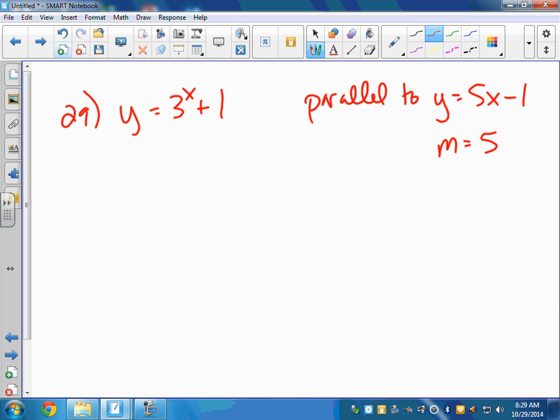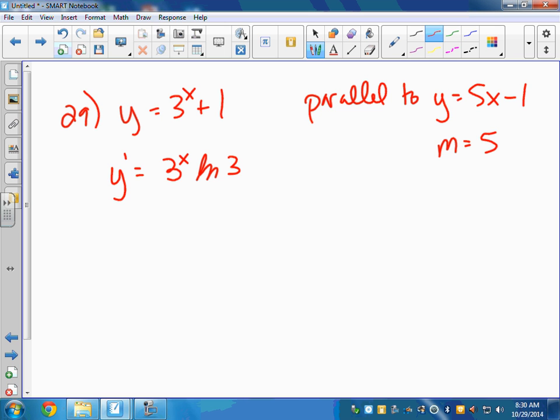So another way of saying this problem is I want to know when the slope of this tangent line equals 5. And we know that means the derivative. So when is the derivative of this equal to 5? You have to find the derivative, set it equal to 5, which means you do have to do a little bit of equation solving. So I just found the derivative, and the derivative of 3 to the x is 3 to the x ln of 3.